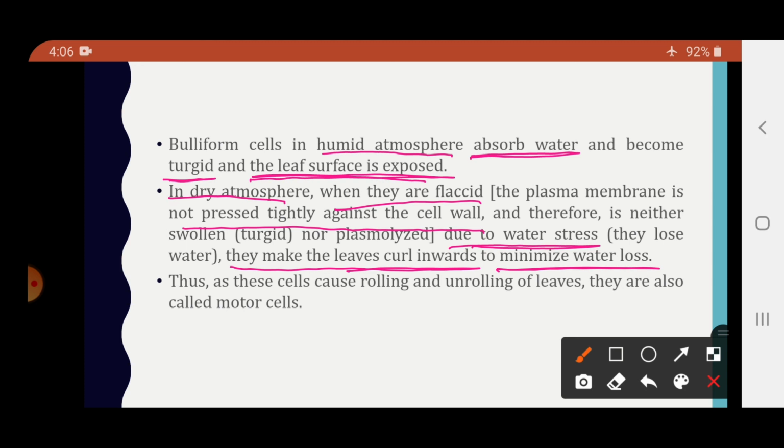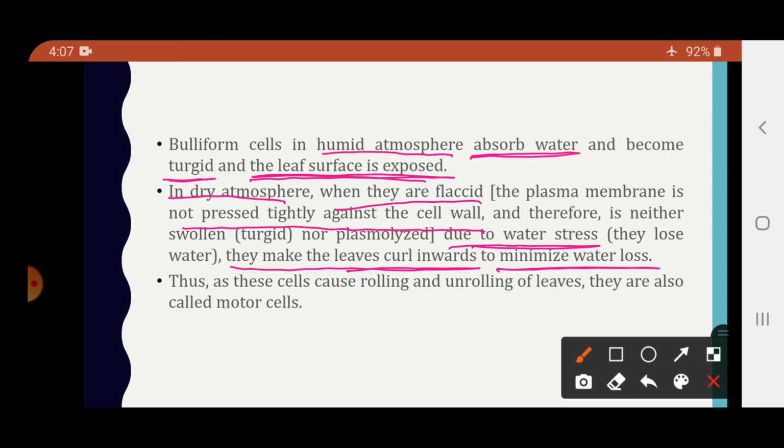Leaf curl हो गया है, यानी less number of the stomata will be exposed and thus less amount of transpiration will take place. And yes, in dry season the plants cannot afford to lose the water. So what happens, bulliform cells जब moisture available है तो क्या करेंगे, water को absorb करेंगे. जैसे ही water को absorb करेंगे, leaf क्या हो जाएगा, expose हो जाएगा.